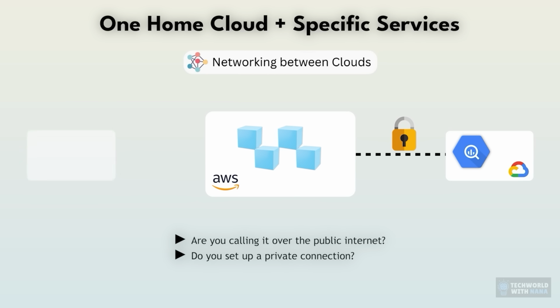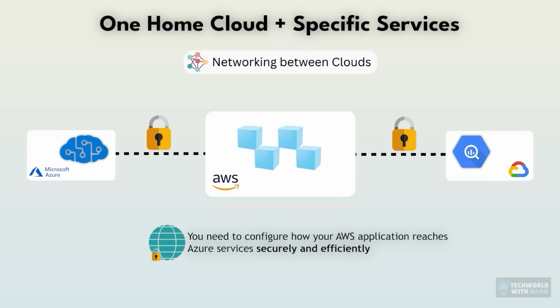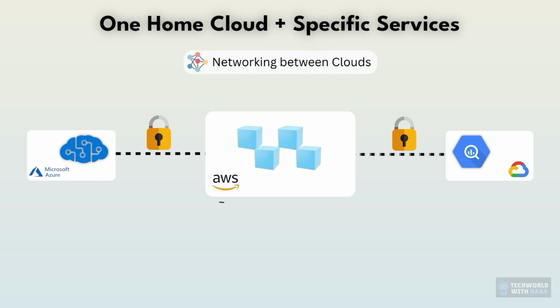Well, same issue when calling Azure services. You will need to configure how your application running on AWS reaches Azure services securely and efficiently. So even though you have one home cloud where your application runs, integrating services from other clouds makes your application logic and platform setup significantly more complex.